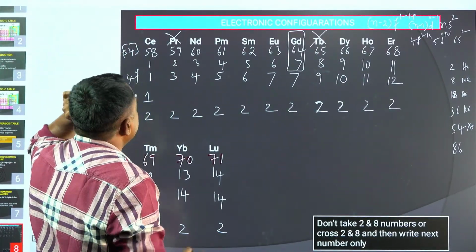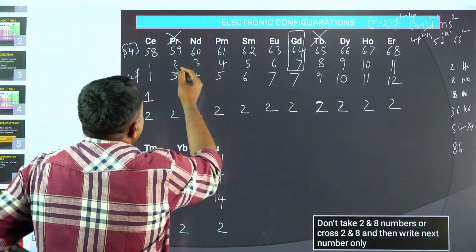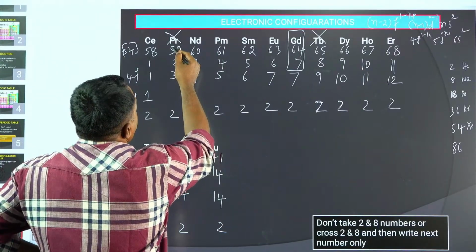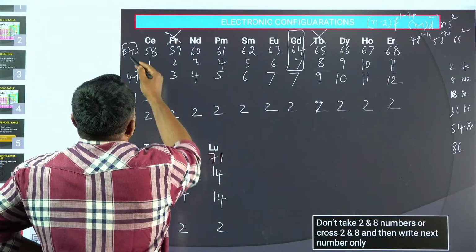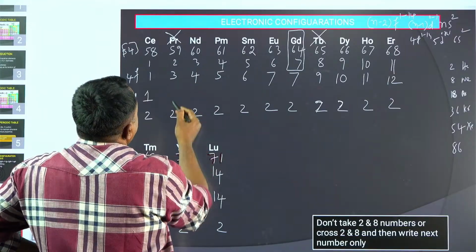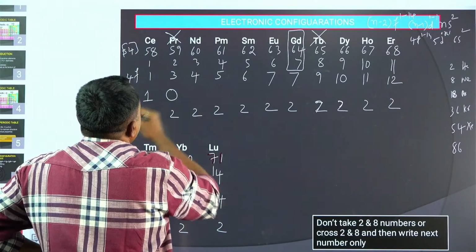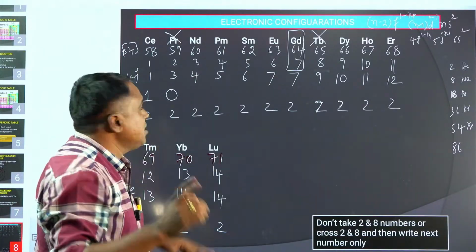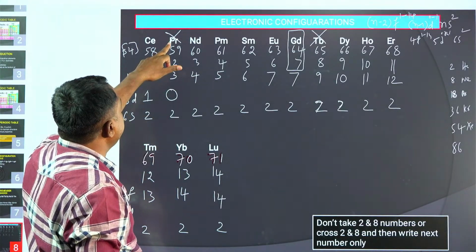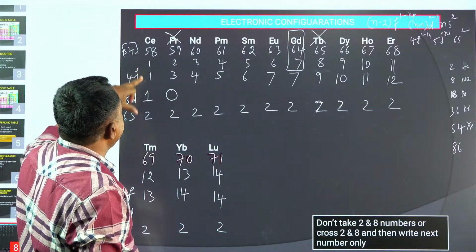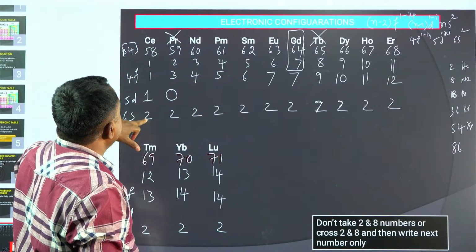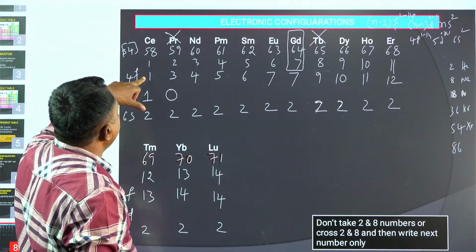Next is praseodymium. So 54 plus 3 is 57, 58, 59. Therefore it should be 0. So in 5d we have 0 electrons in the case of praseodymium. In the case of cerium, 5d 1, 6s 2, 4f 1 only.